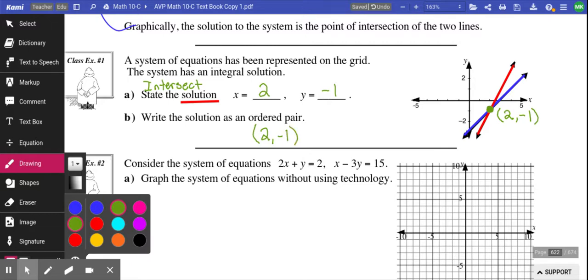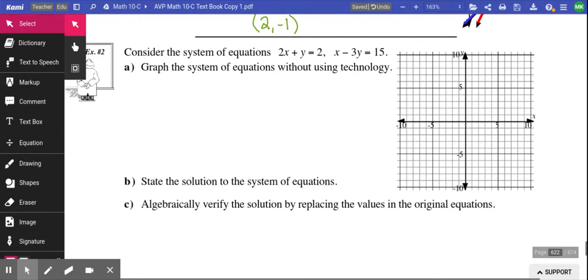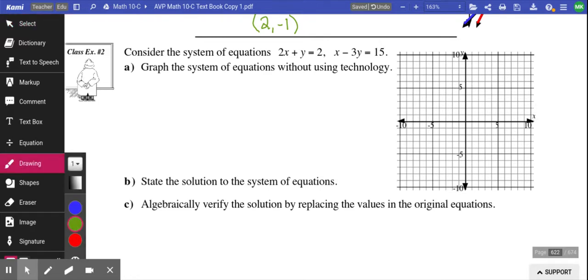Wicked. That's what this unit is going to be like, right? Take a system, solve it. Here's another one. Not quite as easy because they haven't graphed it for us. It says, consider the system of equations 2x + y = 2 and x - 3y = 15. Graph the system of equations without using technology.